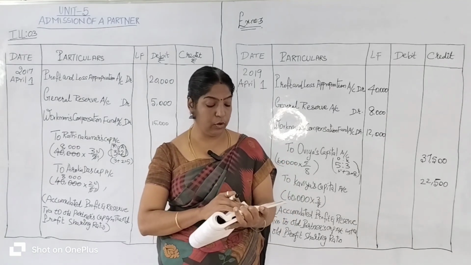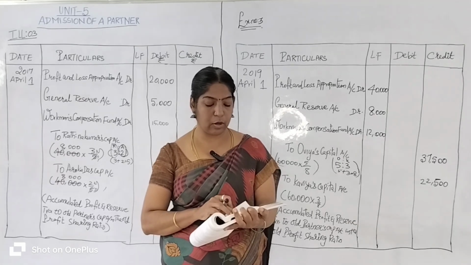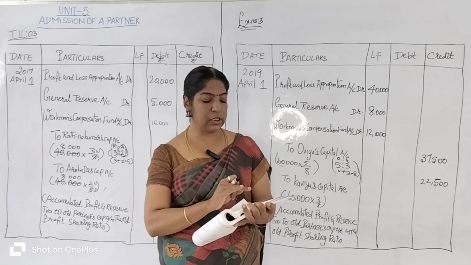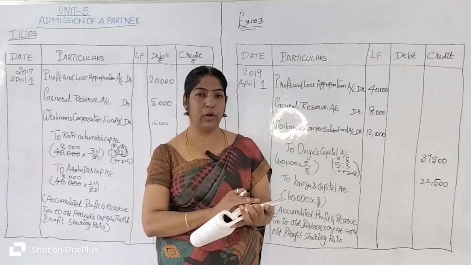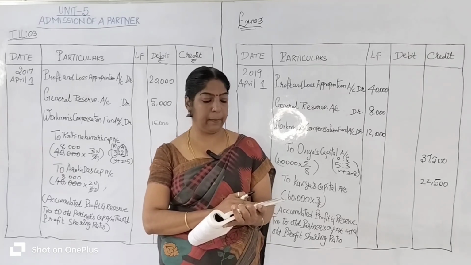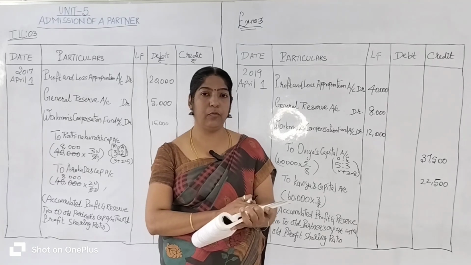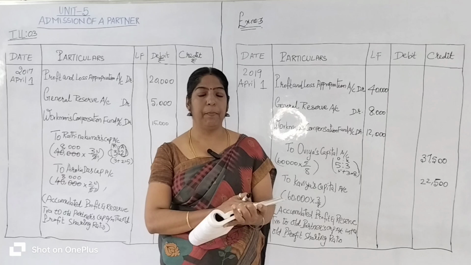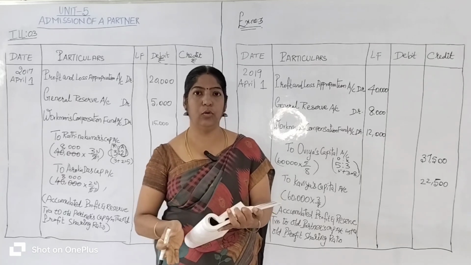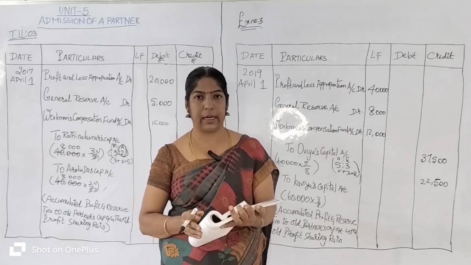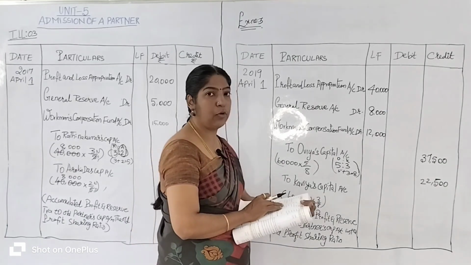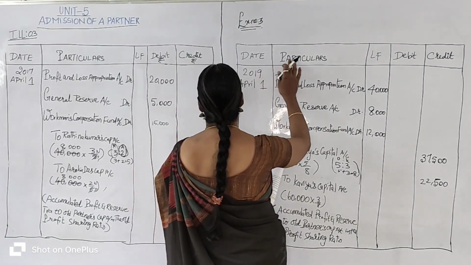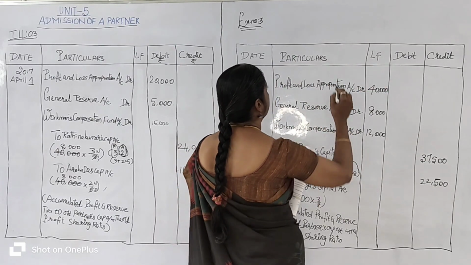What do we have to do? We are going to pass the journal entry to transfer accumulated profit and reserves on admission. So profit and loss, general reserve, workmen compensation account, we are going to pass through the journal entry. If the firm gets profit, what is the format? Profit and loss appropriation account debit to old partners' capital or current account. As per the format, we are going to pass the journal entry. You know the format of the journal entry: date, particulars, LF, debit and credit.